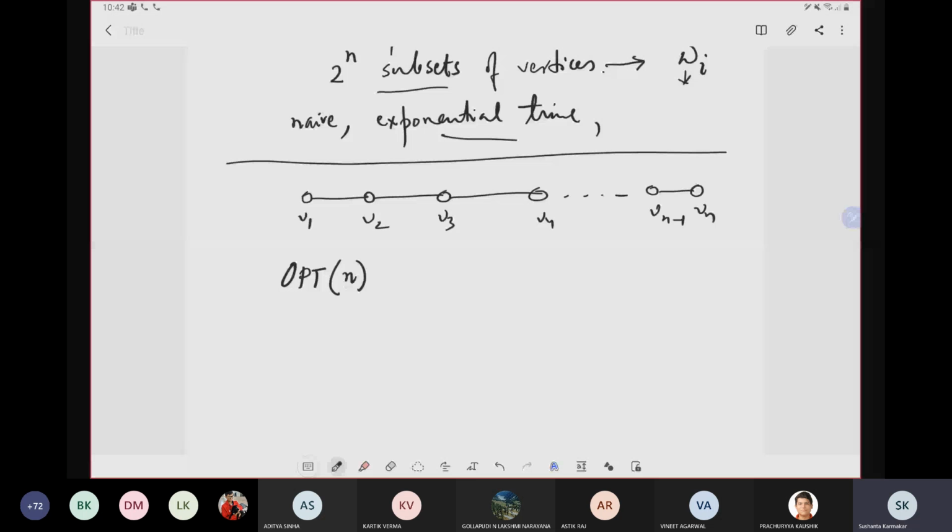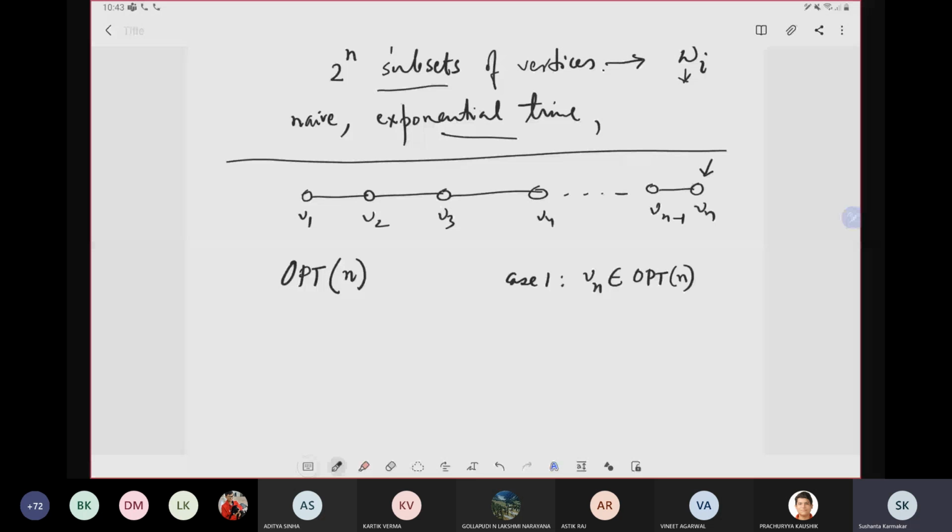Now I represent this in some equation. I look at the last vertex Vn. Now I ask the question: is Vn in the independent set or not? The answer is it may be in the final optimal independent set or it may not be. So case 1 is that Vn is in the final independent set, so Vn is an element of opt. In that case, what will happen?